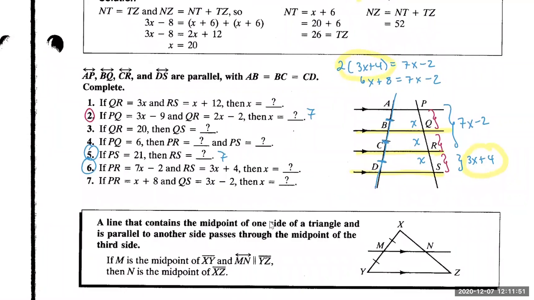Okay, so the correct answer is x equals 10. There's some of you guys that got 6. So if I distribute 2, I get 6x plus 8. If you guys subtract the 7x, you get negative x is equal to, subtract the 8, you get negative x is equal to negative 10. So the correct answer is x equals 10.